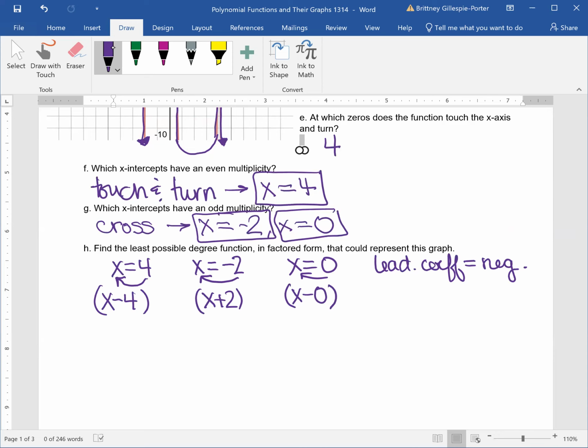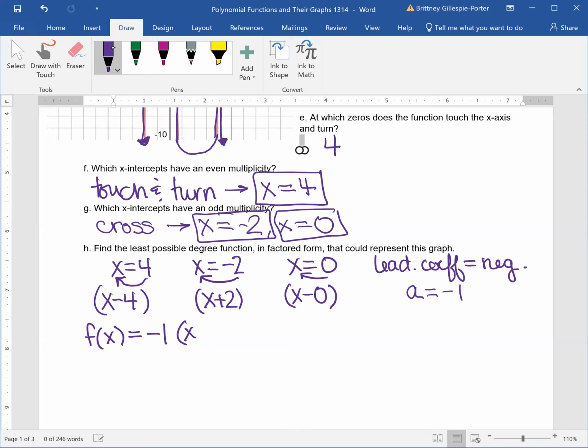Our leading coefficient we said was negative. Since we're going for the least possible function, you're either going to use +1 or -1. Since we need a negative, we're going to say that a is -1. So let's start building our function. I'm going to name mine f of x. We're going to start with our leading coefficient, which we said was -1.